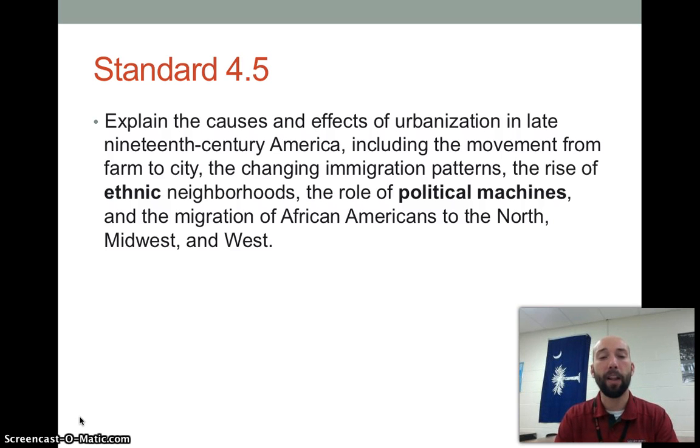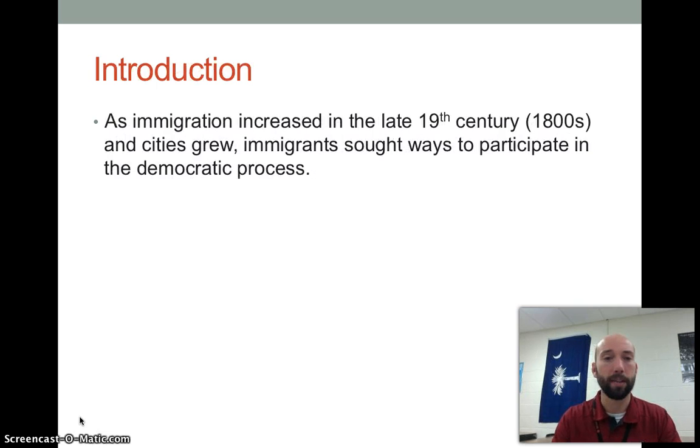And so that led to a little bit of a movement from the farm to the city. There are also new immigrants coming in, and that led to the rise of ethnic neighborhoods, like Little Italy in New York and Chinatown and other examples of that. That also led to the importance of what was called political machines. Political machines is something that you really need to understand, that concept. And then we'll also talk about African Americans starting to move to the north as well as the Midwest and West.